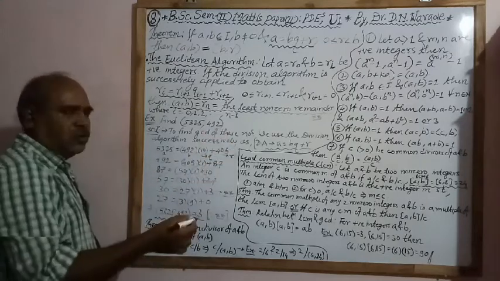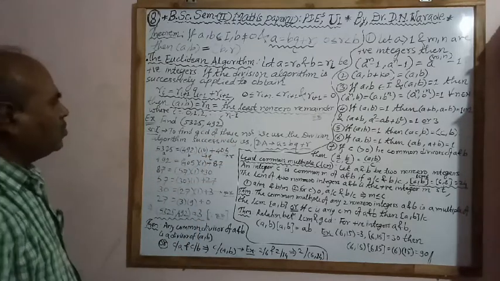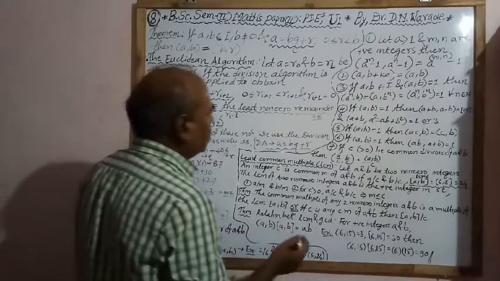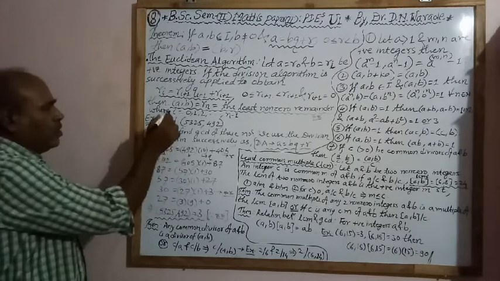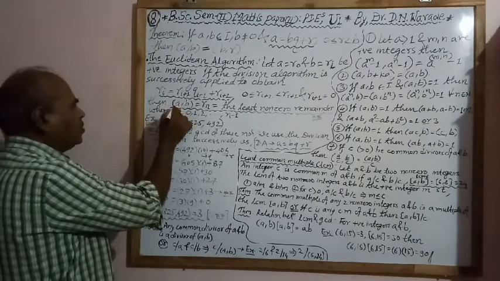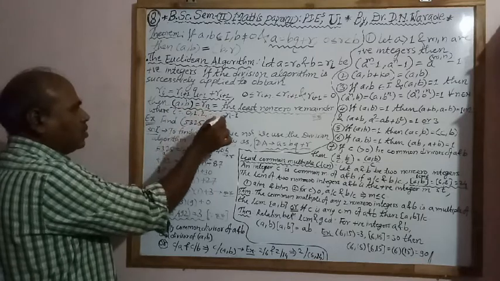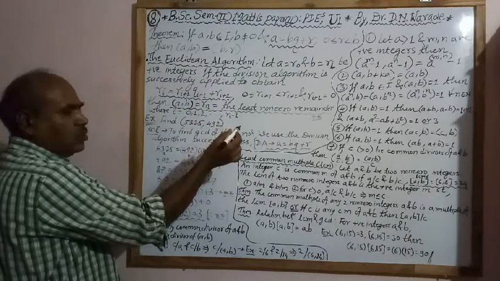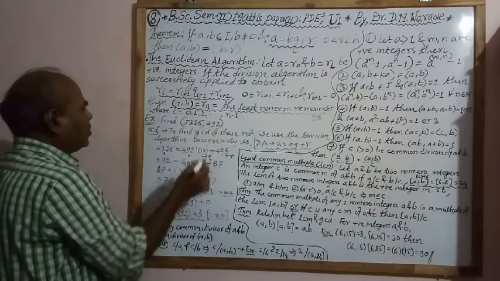When we divide successively by the division algorithm theorem, lastly we get the least non-zero remainder, which is the GCD of two numbers a and b. This is the symbol for GCD. This bracket means GCD of a and b equals rn, that is the least non-zero remainder, where i equals 0, 1, 2 and so on up to n minus 1.